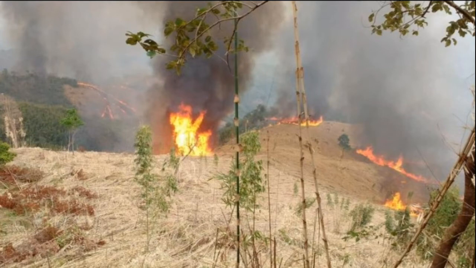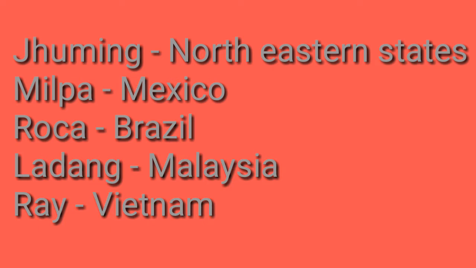This type of shifting allows nature to replenish the fertility of the soil through natural process. Land productivity in this type of cultivation is low, as the farmers do not use fertilizers and other inputs. It is known by different names in different parts of the world, like Jhuming in northeastern states of India, Milpa in Mexico, Roca in Brazil, Ladang in Malaysia and Ray in Vietnam.